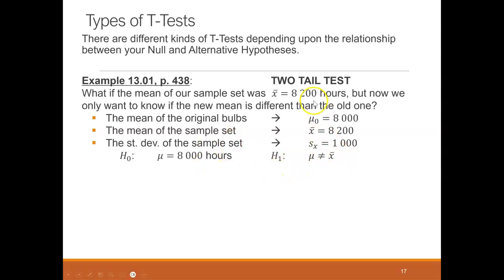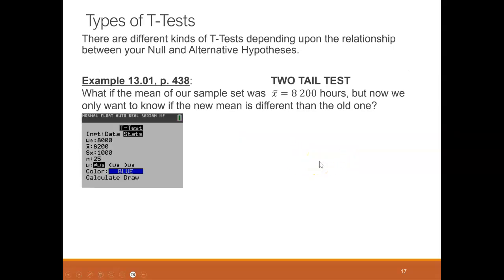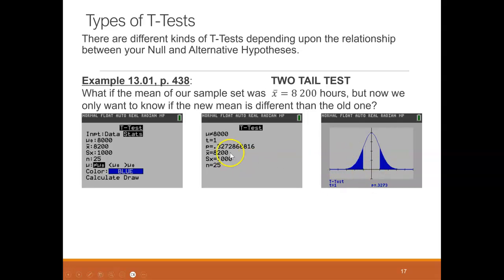And the last kind is a two-tail, where I assume that the means are just not equal, so it could be bigger or it could be smaller. So if I do the draw, I get something like this, and I get a 33% probability or so.